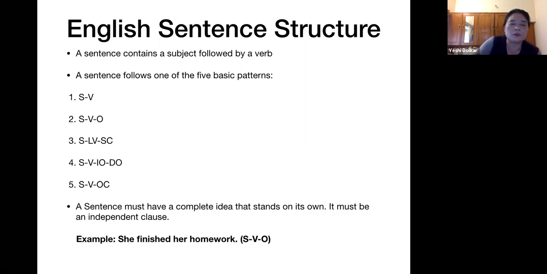Okay, for example, look at this example there. She finished her homework. You see a subject, you see a verb, you also see an object there. All right? Subject, verb, object. And it makes complete sense, and it is an independent clause. So that is called a sentence. You can see it begins with a capital letter and the sentence ends with a full stop. That's called a sentence in the English language.